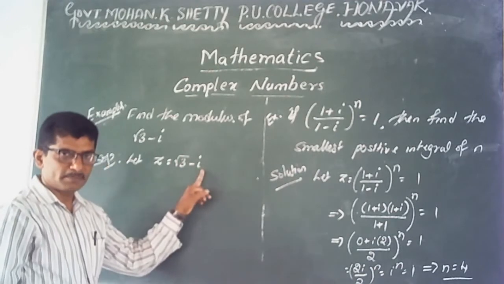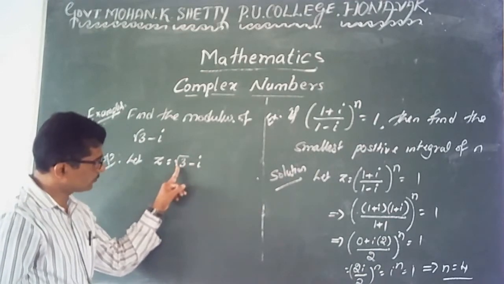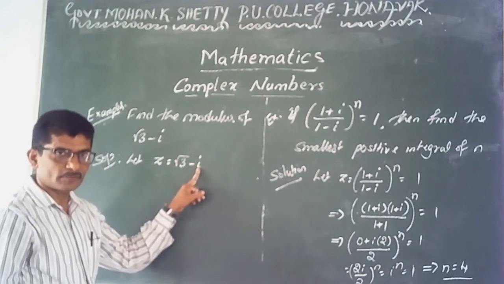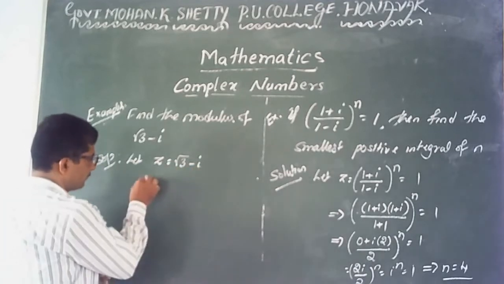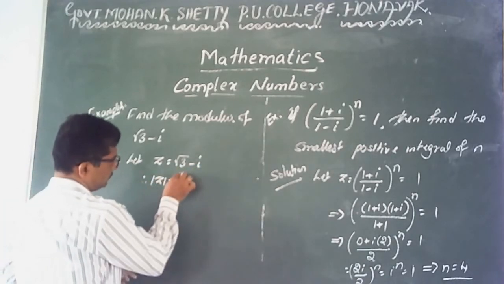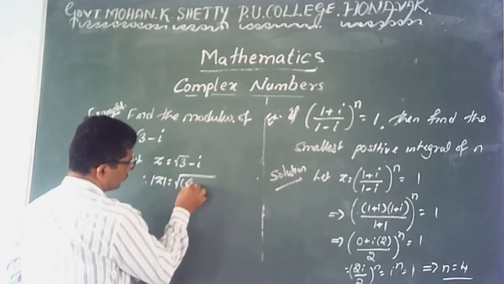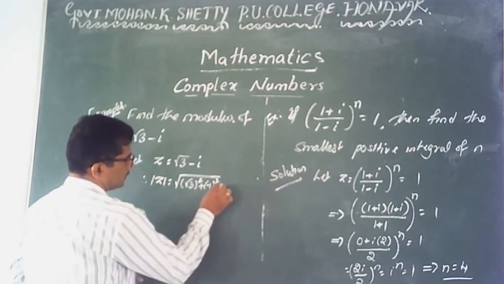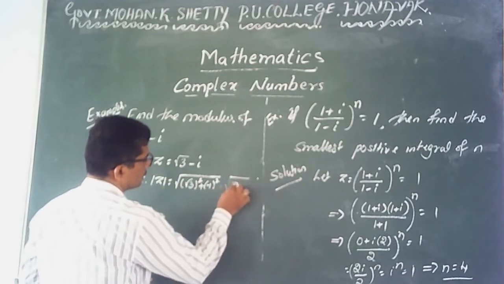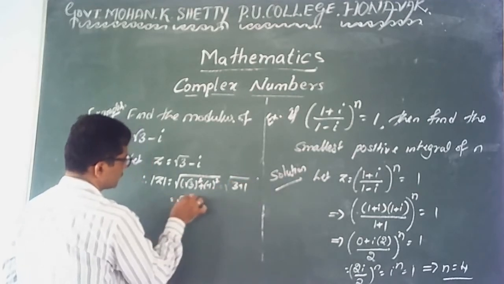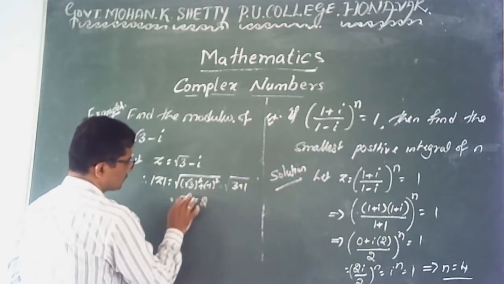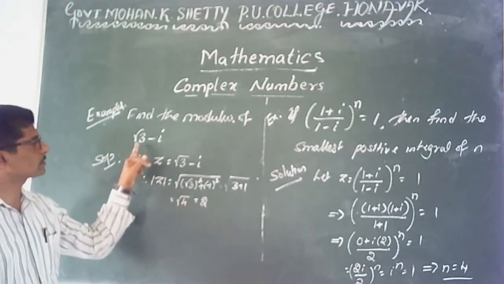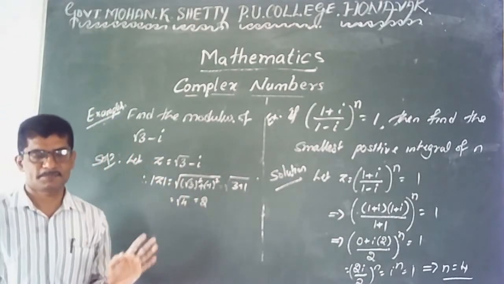the given number is a complex number, root 3 minus i. In a plus ib form, here a is equal to root 3 and b is equal to minus 1. Therefore, mod of z, you write directly root of 3 square plus minus 1 whole square. Its value is equal to 3 plus 1. Its value is root 4. Root 4 means 2. It is the modulus of the given complex number.